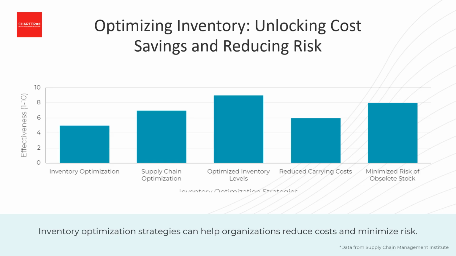Organizations can thus reduce carrying costs associated with storage, obsolescence, and depreciation by optimizing their inventory levels. Furthermore, reducing the risk of obsolete stock helps to avoid financial losses, while also ensuring the availability of fresh and relevant products, increased efficiency, improved cash flow, and enhanced decision making.